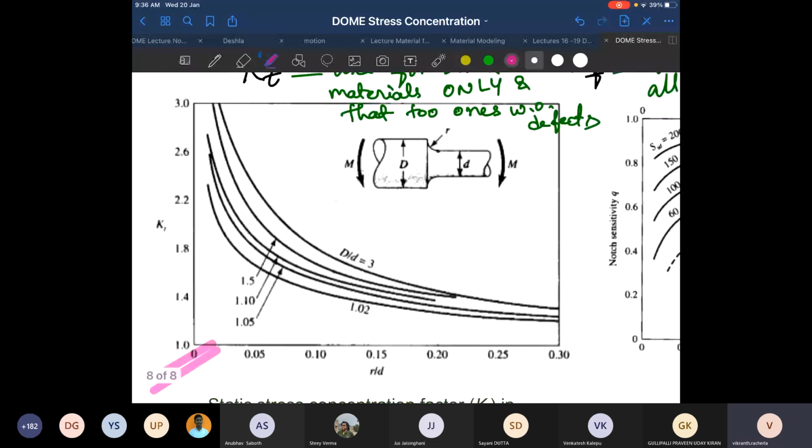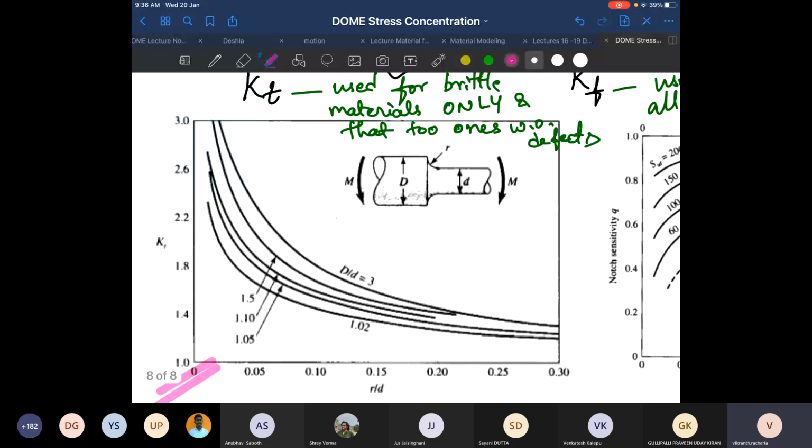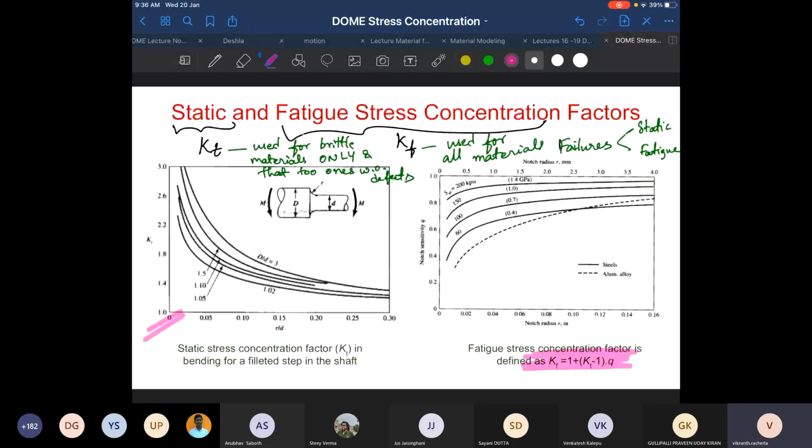The static stress concentration factor, where does it start from? More than one. It is always more than 1. It increases the level of stress. Okay. Now, so that is one thing.